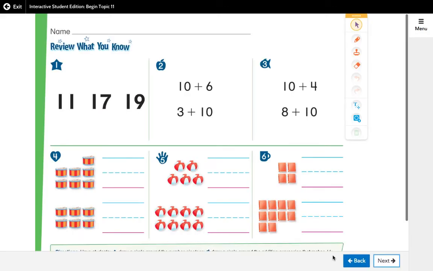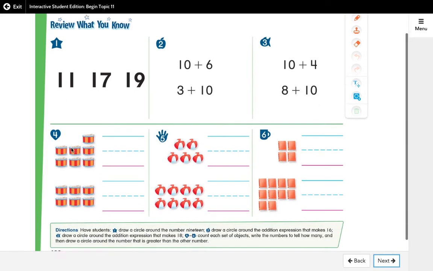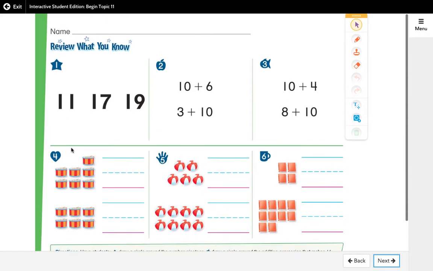Okay, so there's a review that begins the lesson. So again, you're going to follow through the instructions here. Draw a circle around the number 19. Students, so you're going to find 19. How do we make a 19? It's a 1 and a 9.